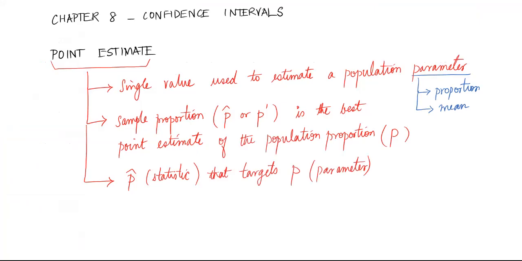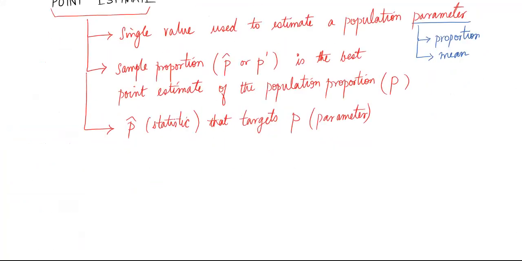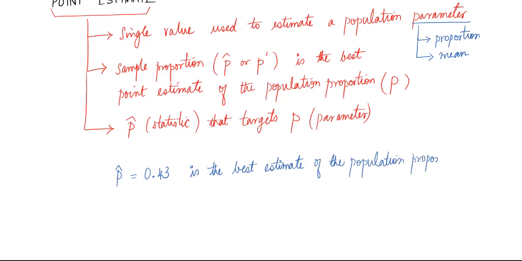Okay, back on track. So for that example, we can say p hat is 0.43, is the best estimate of the population proportion.